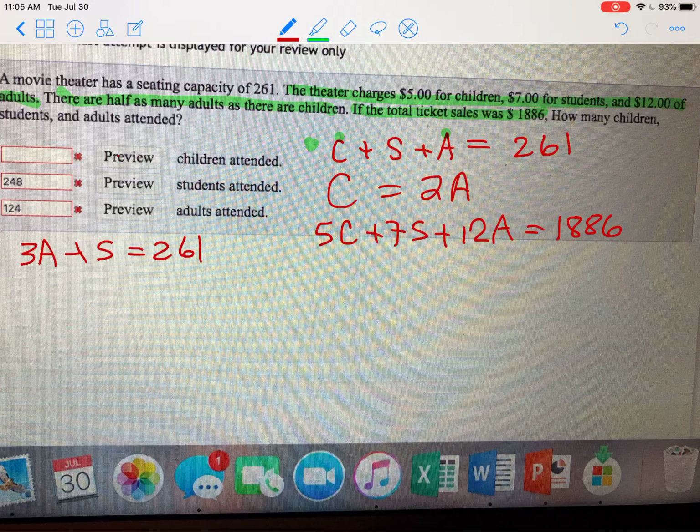And then we do the same thing in our third equation that we have here. Again, replacing C with 2A, this is all going to become 10A. And then if that's 10A, we have a 12A over here, that's going to give us a total of 22A. So we're going to have 22A plus 7S equals 1886.